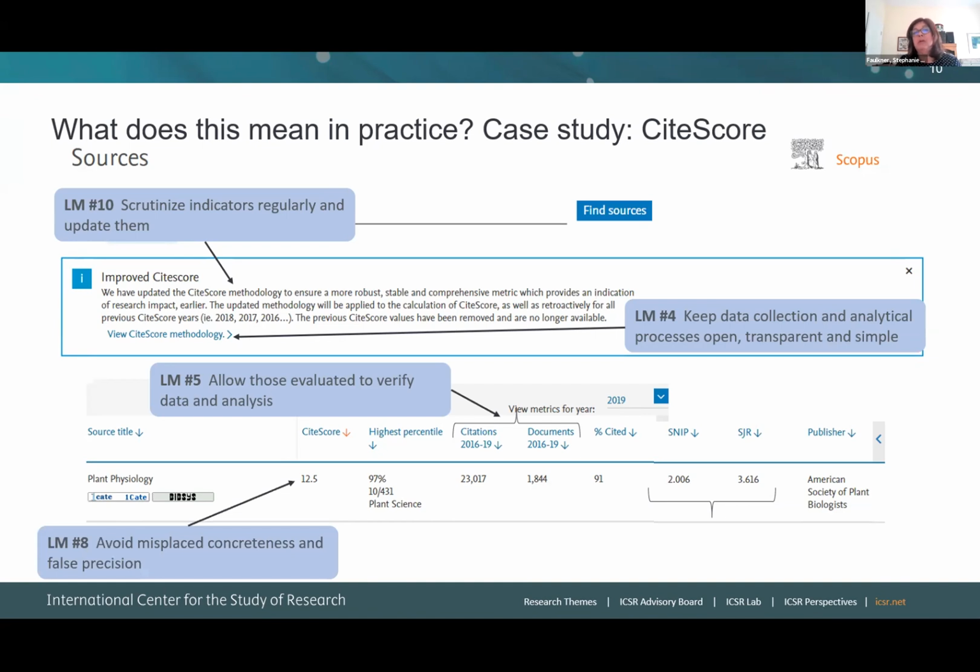Recommendation number 8 is about avoiding misplaced concreteness or false precision. So we modified CiteScore to only be rounded to 1 decimal place to avoid that false precision. And then finally, recommendation 9 in the Leiden Manifesto is about recognizing systematic effects. So you'll see that CiteScore is presented as a suite or an array of indicators, right? It's not just one metric, alongside 2 other journal citation metrics, the SNIP and the SJR, the Scimago Journal Rank, if you're not familiar with that.